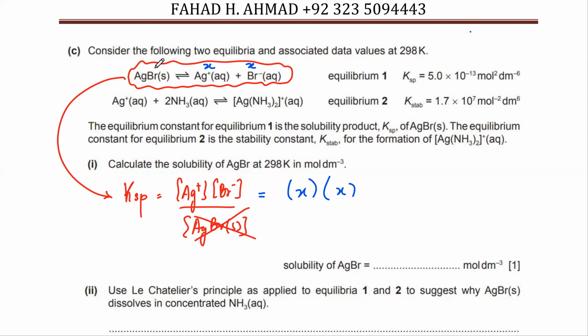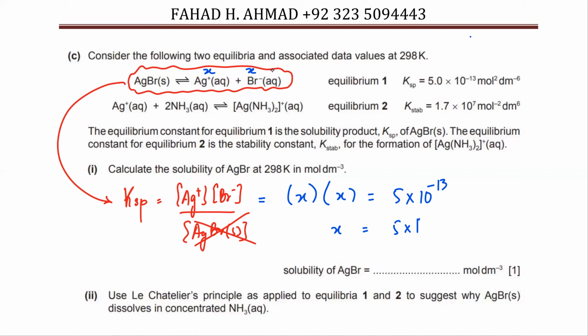Remember, if you dissolve a salt, both ions are produced in exactly the same ratio. The unknown is the concentration, so I've taken it as X. So it's X times X, which is equal to KSP, given as 5 times 10 to the power minus 13. So it's basically X squared equals 5 times 10 to the power minus 13. And you take the square root of that. What do you get?